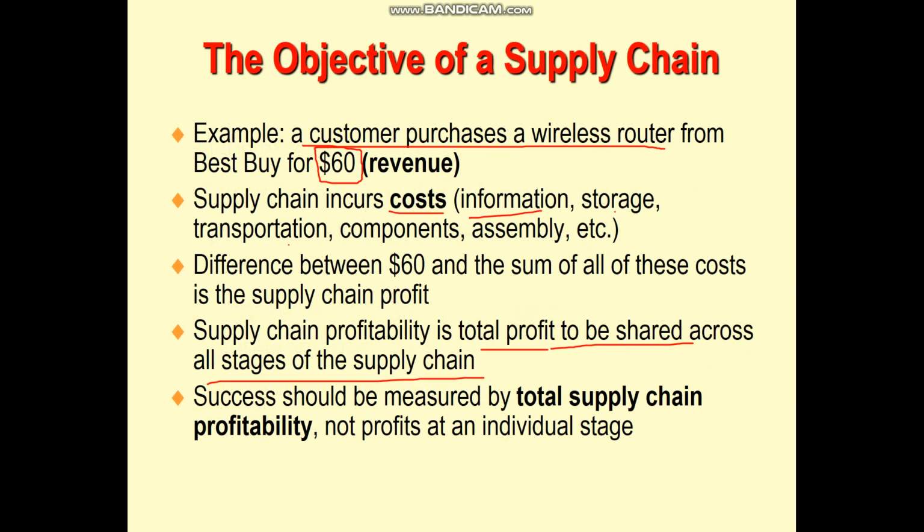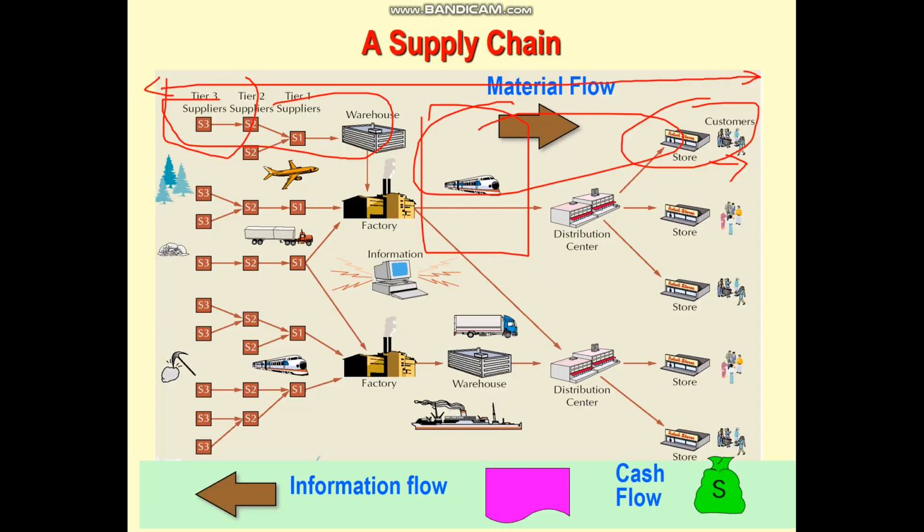Okay. We go back to the first one again. So for example, we have to pay for information flow. To know what the customer wants, we have to do market research. We have to get information from the customer. So we have to pay for those costs. And we also have to pay for the cost of producing products.